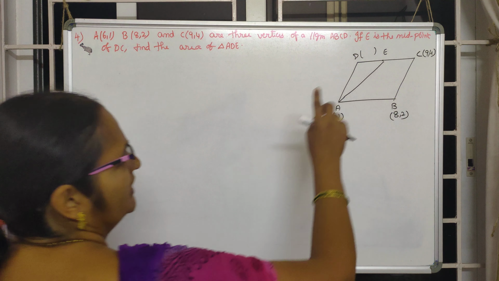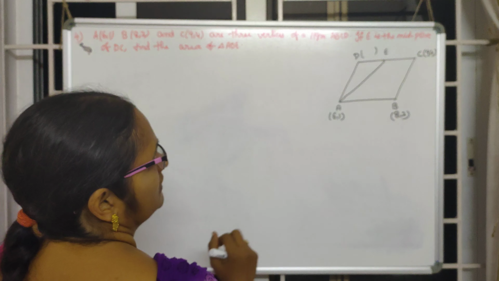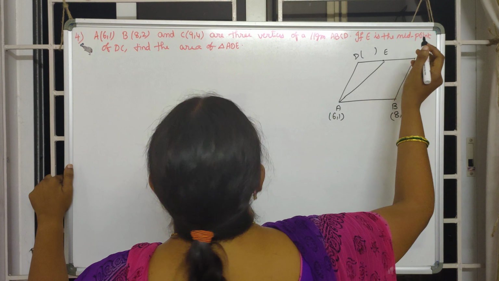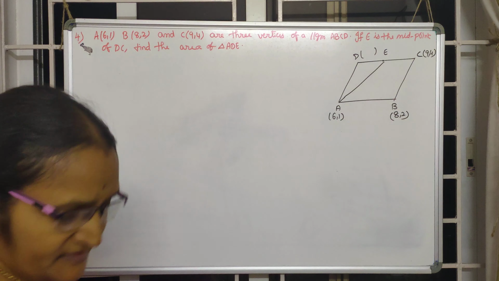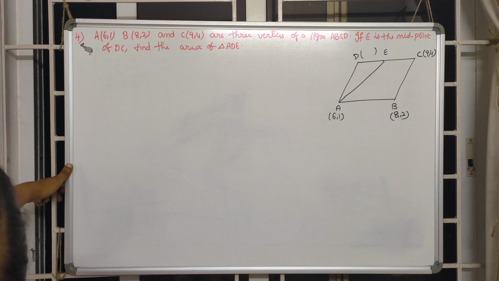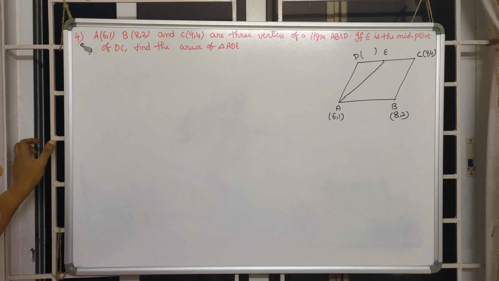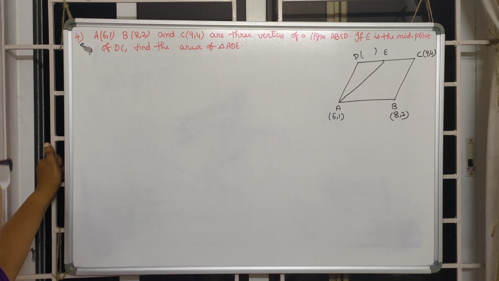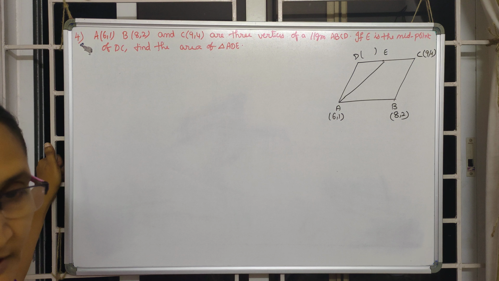Now, D coordinates we don't know. How do we find out D coordinates? E is the midpoint of DC, given to us, and the E coordinates also we don't know. So how do we find it out? First of all, we have to find D, then we have to go for E. How do we find out D?